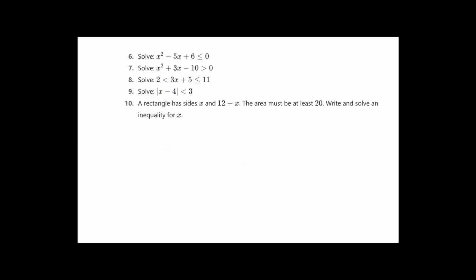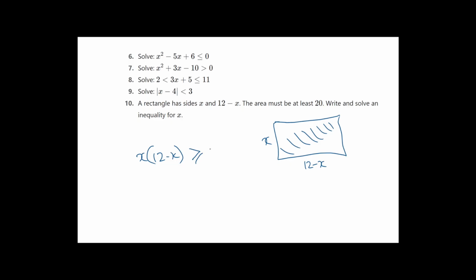Alright, for this one, let's do a little sketch. So we're told that the rectangle, imagine I can draw a rectangle, has sides of x and 12 minus x, and the area must be at least 20. Okay, so x times 12 minus x must be greater than or equal to 20.